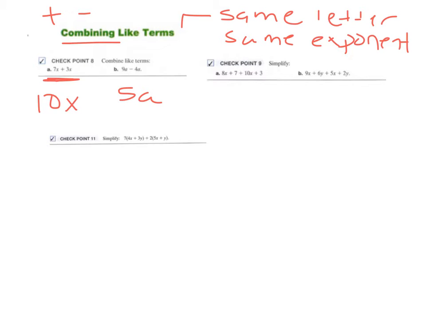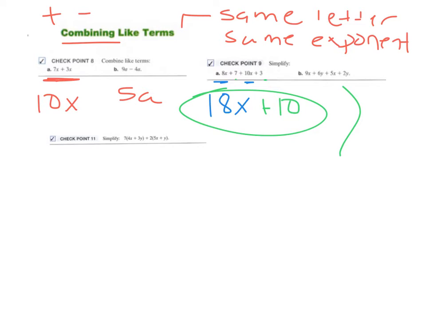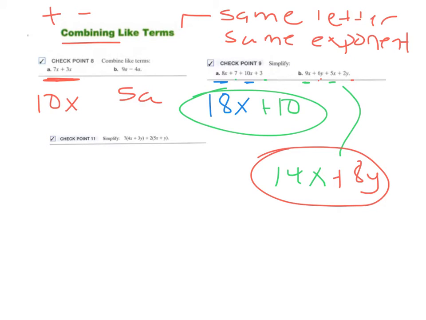An example over here, we have more than 2 terms, but we still combine only the things that are alike. So the 8x and the 10x get combined to 18x. And we have the 7 and the 3. They have no letters, so they're constant, but they can be added. So we get 10, and so we get our answer. This problem down here, we can combine the 9x and the 5x, so it's 14x, and the 6y and the 2y to give us 8y. So we've combined like terms. These can't be added anymore because they're not like.